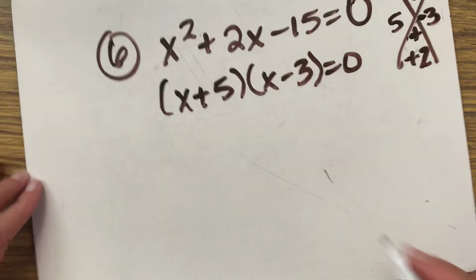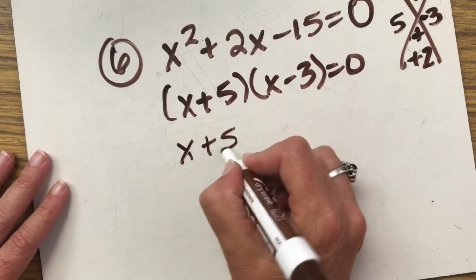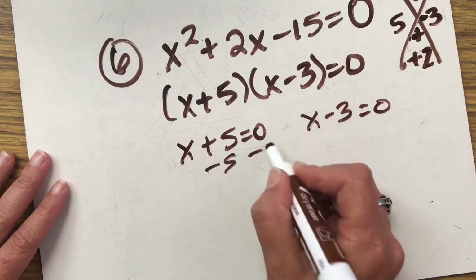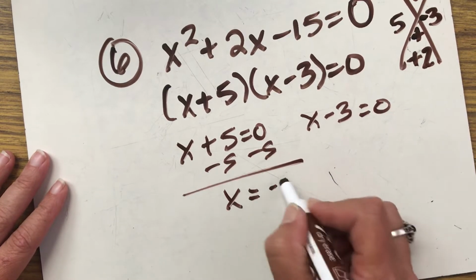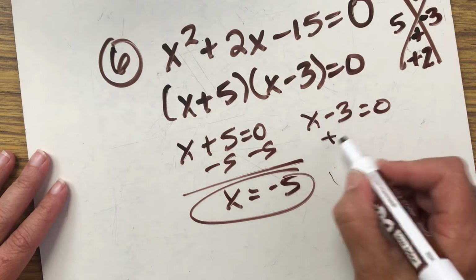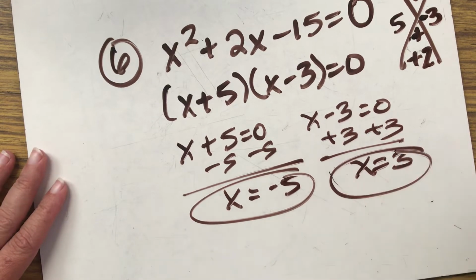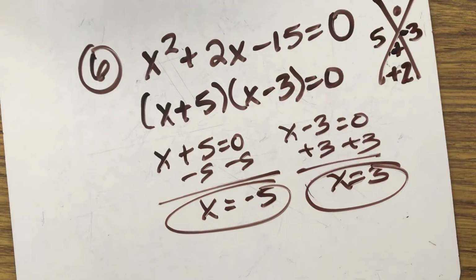And go ahead and solve. We have x plus 5 equals 0 and x minus 3 equals 0. And we solve by opposites. First answer is -5, and second answer is +3. Cool. Why don't you guys go ahead and pause the video and try 7 and 8 on your own. Excellent.